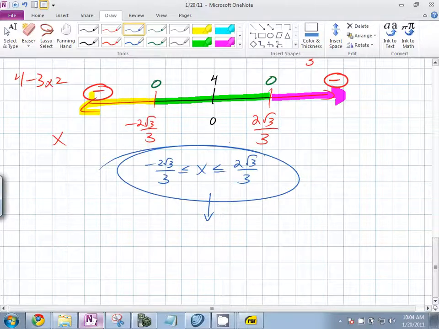4 root 3 over 3. So what's half the distance? Yeah, and so there's different ways to write this. You can write it like this: x minus 2 root 3 over 3, that has to be less than or equal to 2 root 3 over 3.